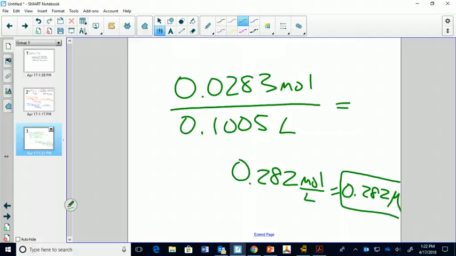Does that make sense? And again, I say this because you will do these in our summative assessment. Okay, you have to be comfortable with doing these molarity calculations. Moles over liters. Comprende? Any questions there?